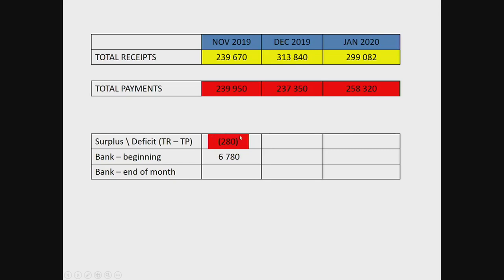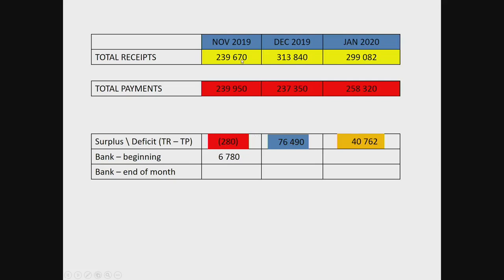Okay. And then in the same way, we're going to do the December and the January, and then we'll see what happens. Okay, here we go. So it's 313,840 minus 237,350, and you get 76,490. 299,82 minus 258,320 gives me 40,762. So those are all, that is the deficit.